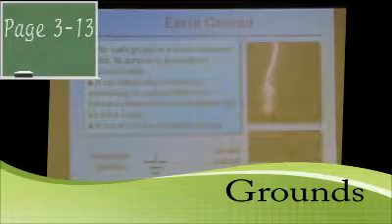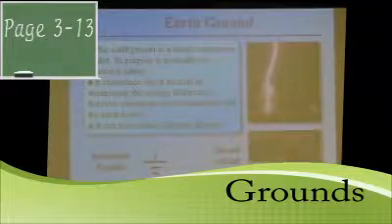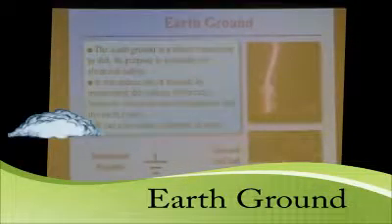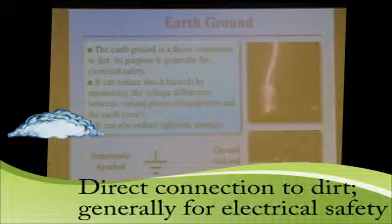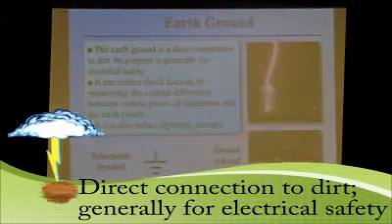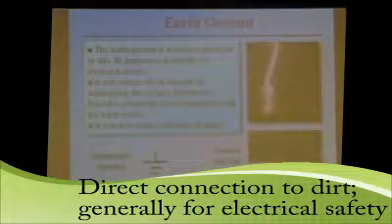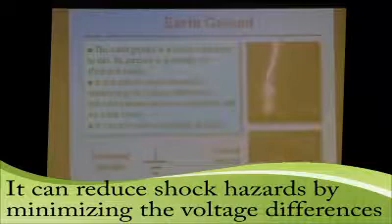Okay, ground. There are two types of grounds you may encounter in radio and electronics. One is the earth ground. That's what we might call the real ground. That's connected to the dirt. That provides you with electrical safety primarily, because it can reduce shock hazard by providing a path for the electricity to go to ground and dissipate rather than going through you.